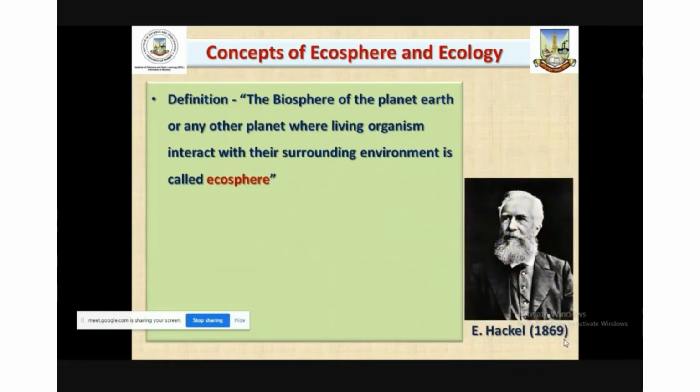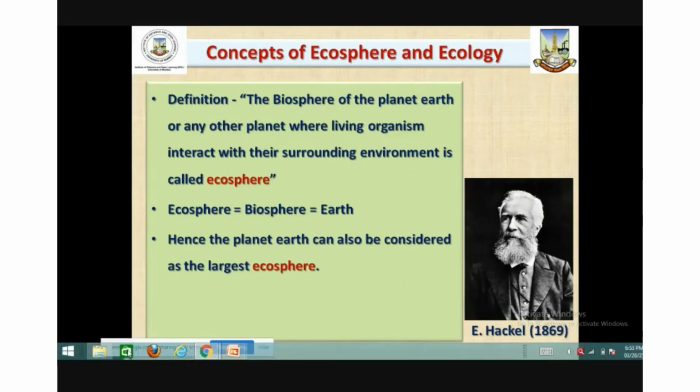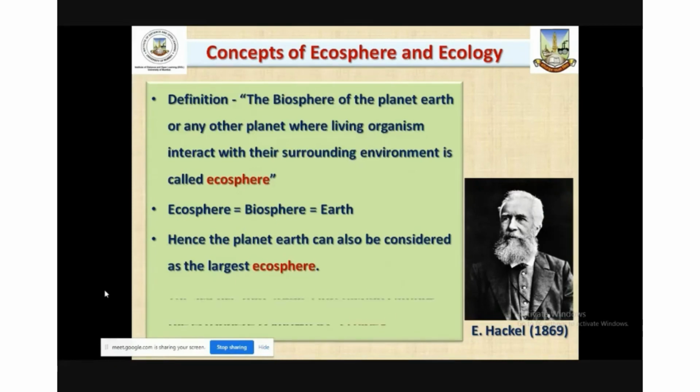So in short, ecosphere can be considered as biosphere, and we can also consider the planet Earth as the ecosphere, where several living organisms interact with their surrounding physical environment continuously. E. Haeckel in the year 1869 introduced the concept of ecosphere. Therefore, as I told you, the planet Earth can also be considered as the ecosphere because it involves the interaction between the abiotic components and biotic components.